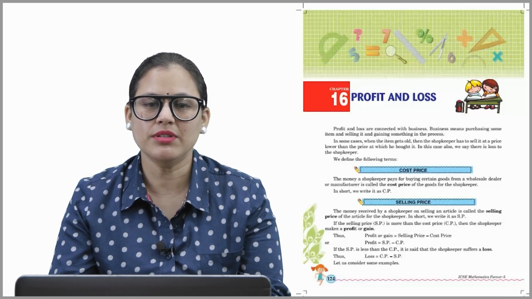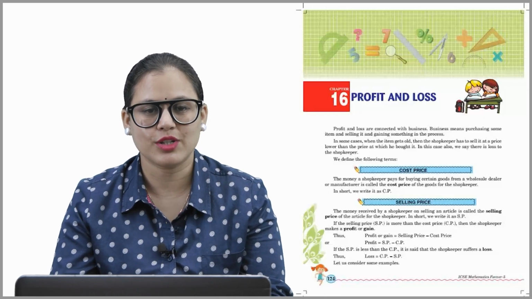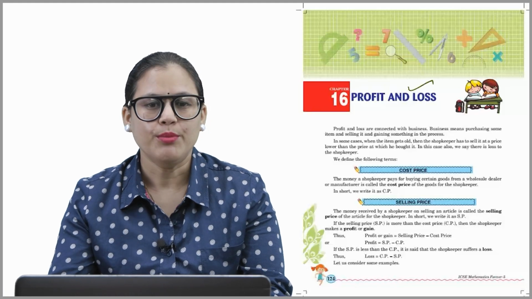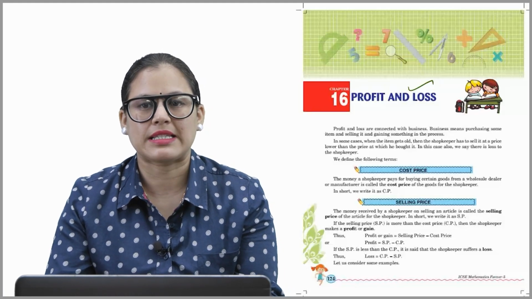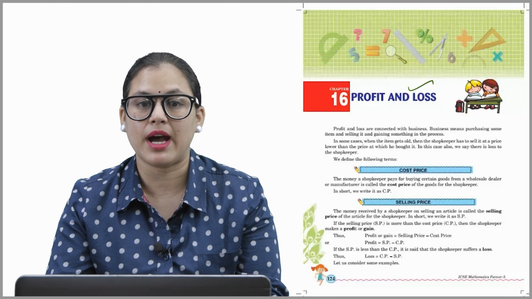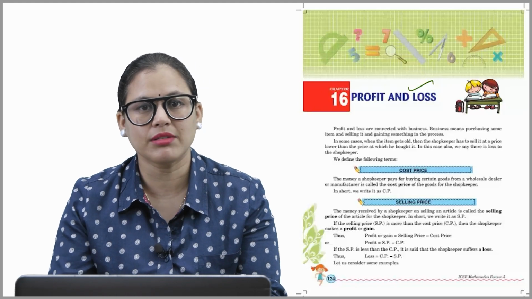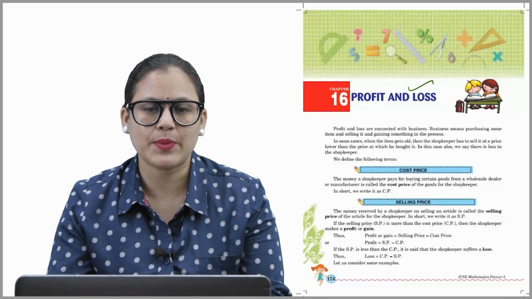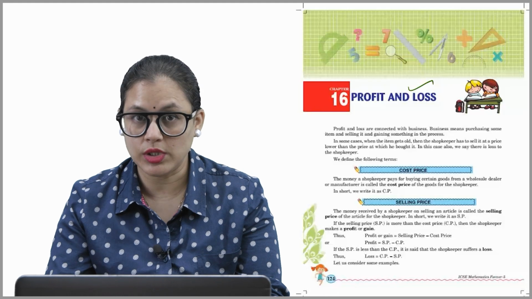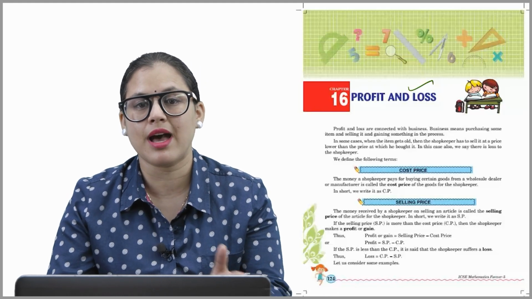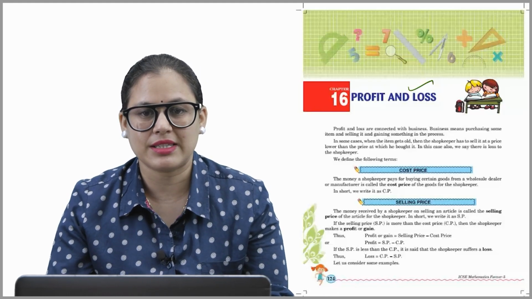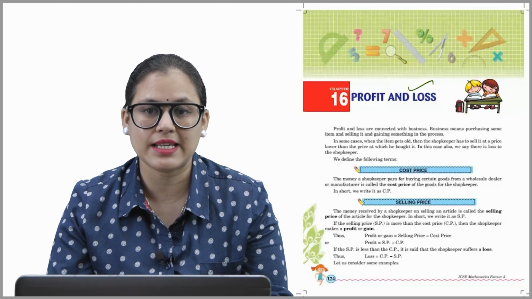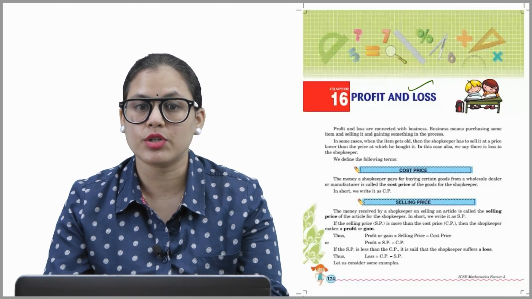Let's start today's chapter, profit and loss. Profit and loss are connected with business. Business means purchasing some item and selling it and gaining something in the process. In some cases, when the item gets old, then the shopkeeper has to sell it at a price lower than the price at which he bought it. In this case also, we say there is loss to the shopkeeper.